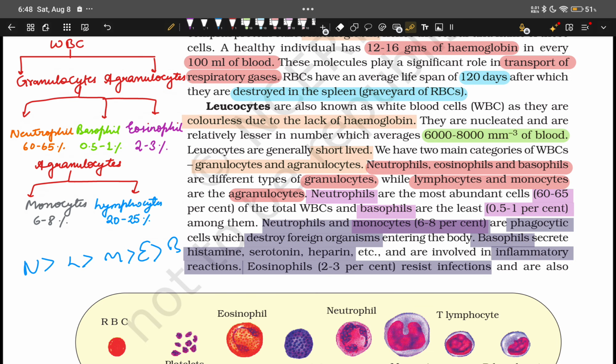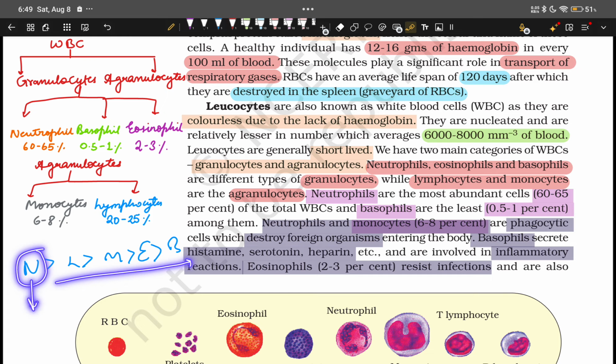Also, let me tell you one thing: neutrophils are 60 to 65% of total WBCs, 0.5 to 1% of WBCs are basophils, 2 to 3% eosinophils, 6 to 8% monocytes, and 20 to 25% lymphocytes. The largest or most abundant granulocyte or WBC is neutrophil, and the least abundant is basophil. This is a sequence you can remember.